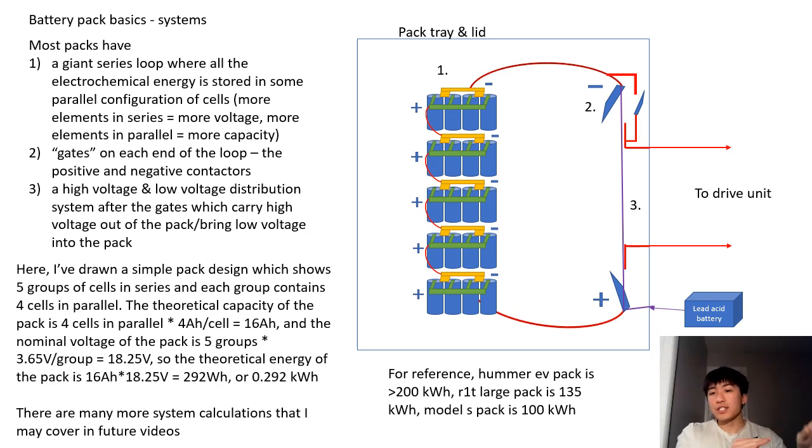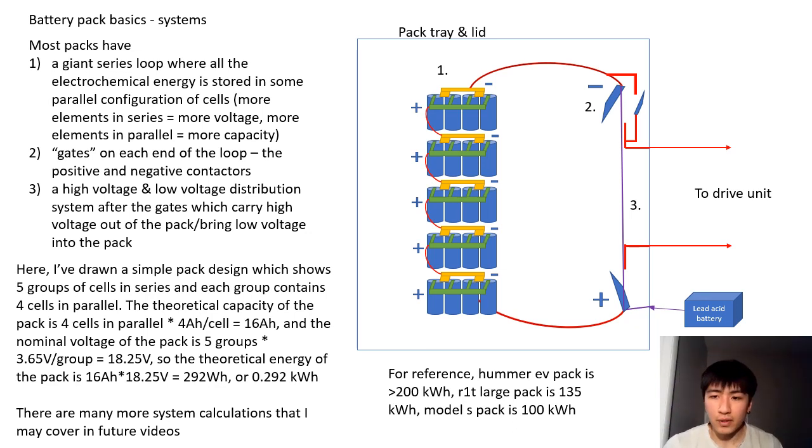And then from the ends of that, there's going to be some sort of distribution that goes towards a positive gate and a negative gate. These are called your positive and negative contactors. The way you can think about them is they're literally gates. They open and shut. When they're open, no energy is supposed to pass through them, and everything after them is not at high voltage. But when they close, everything after them is now at high voltage. Everything pre-contactor and post-contactor is at high voltage when they're closed. This is what delivers energy out of the pack towards the drive units, enabling you to drive the vehicle.